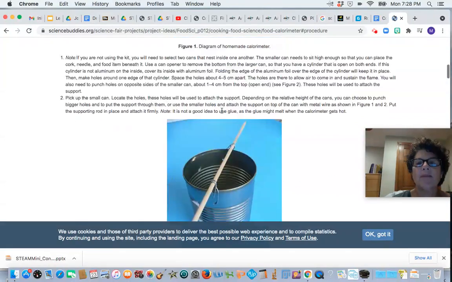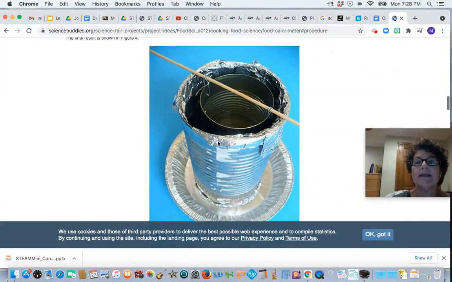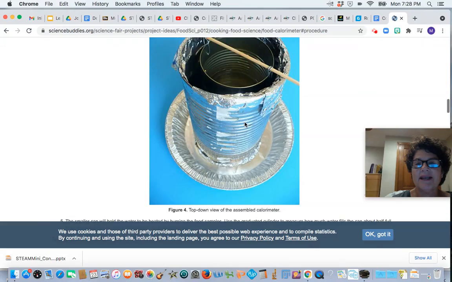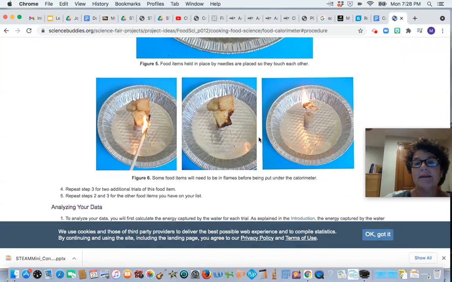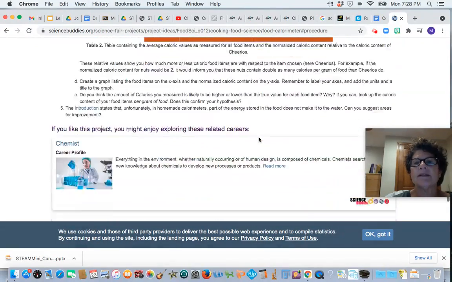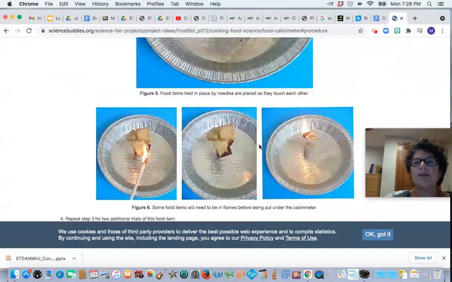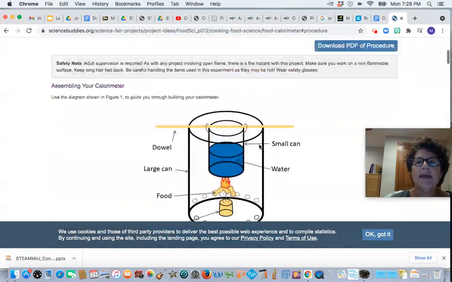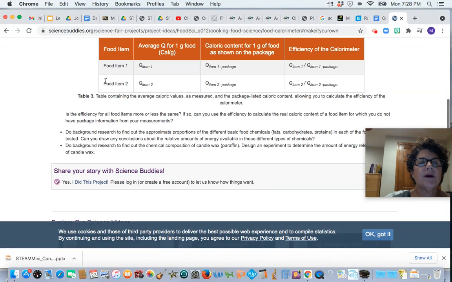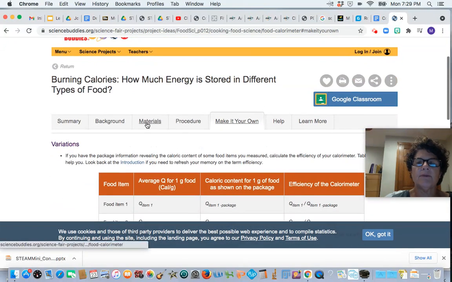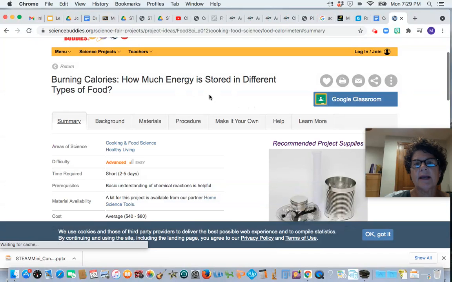It looks a little more complicated in the diagram, but then they show you nice pictures, and really it's just a can, like a green bean can within a larger can. That's all you really need. And they give you the data tables, and they tell you exactly and show you pictures of how to do this, and sample calculations. Okay. And then they even go on, how do you make it your own? Like, what are some other questions you can do? And what other things can you do to make it your own, and then help, etc. So I really like the way Science Buddies sets this up.